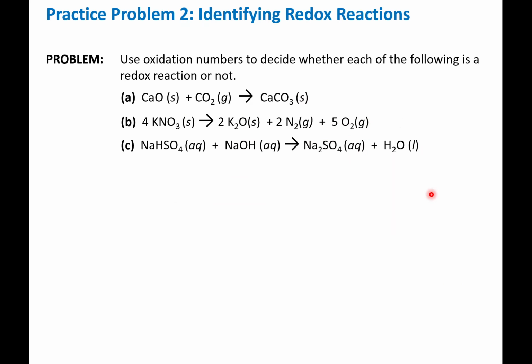Okay, so let's try to practice identifying redox reactions. The first one, calcium oxide plus CO2 goes to calcium carbonate.